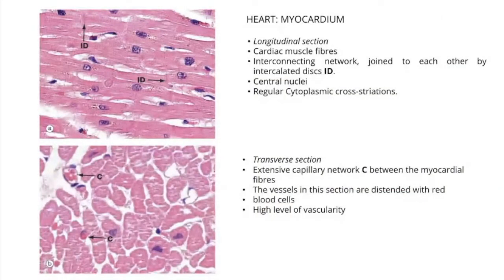So I give you an example of the myocardium, the wall of the heart. This one is the longitudinal section. So it has the cardiac muscle fiber, and also you learned last week it has the intercalated disc connecting neighboring cardiac cells. And also it has the central nuclei, and the cytoplasm is in the form of cross striation. But if you look at the transverse section, it has extensive capillaries here. The transverse is when you cut like this. So you'll see the extensive capillary network in the myocardial fiber. So the myocardium has a very high level of vascularity.